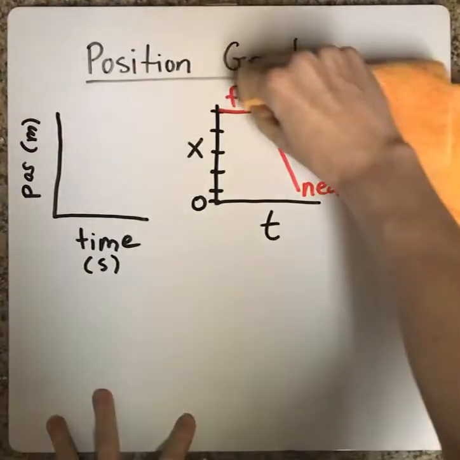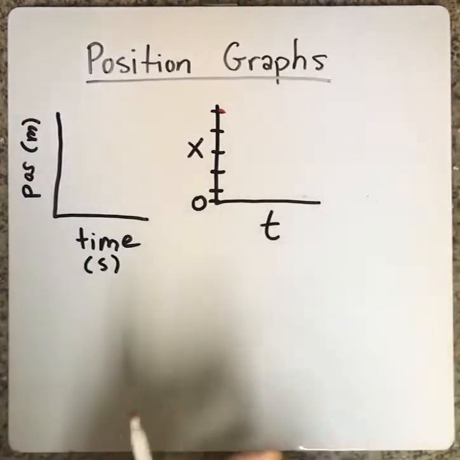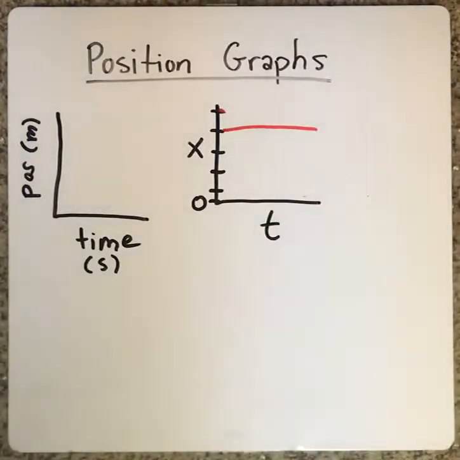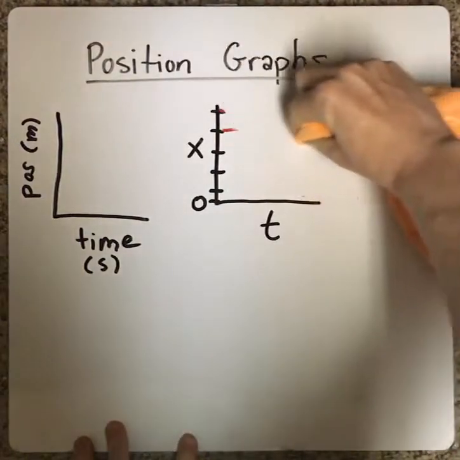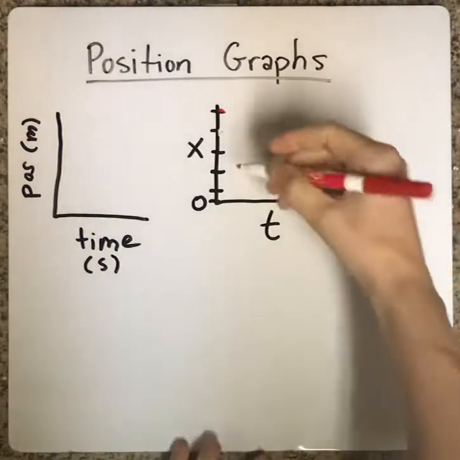Now, if the position of the object stays the same, you get a really boring graph. You just get a flat line. A flat line just means that the position didn't change. We don't get a lot of flat lines in this class because we're looking at objects that are moving. They're doing something exciting. So, we're going to get graphs that slant up and down.